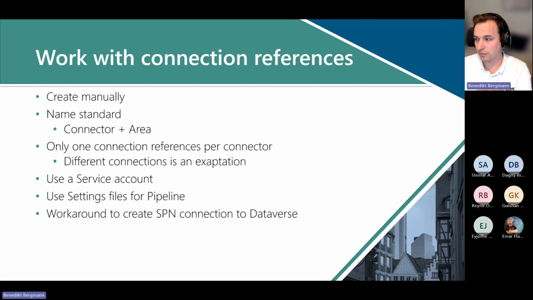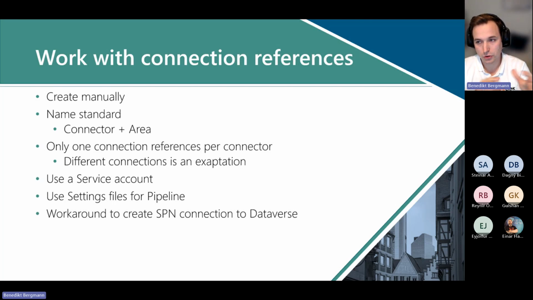This means if we let our flow create connection references automatically whenever we add a new step for a new connector, they will get weird names, and we will see that in the demo. So we should create them before we use them, so that we can also set our naming standard, and that's the second point. So we should have a naming standard in our project or in our company, so that the connection references are named in the same way, so that if I see a connection reference, I know what it's used for, and to which system it will connect and so on.